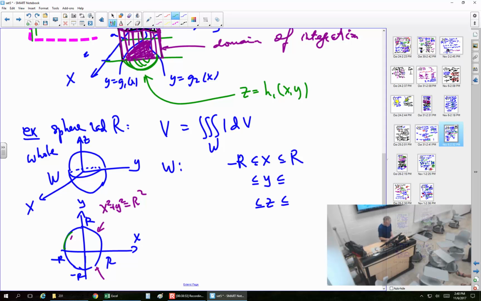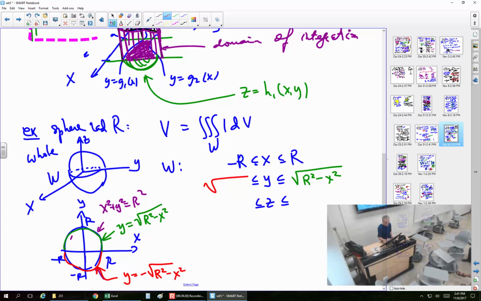Right? So this is the upper half, and the equation is y equals radical r squared minus x squared. R squared minus x squared, and that's where it goes. And the lower is the same thing with negative sign, and that becomes my lower limit for y.